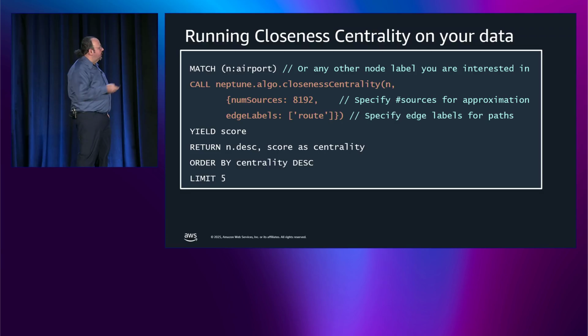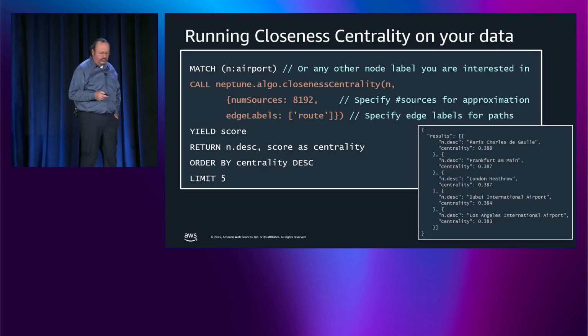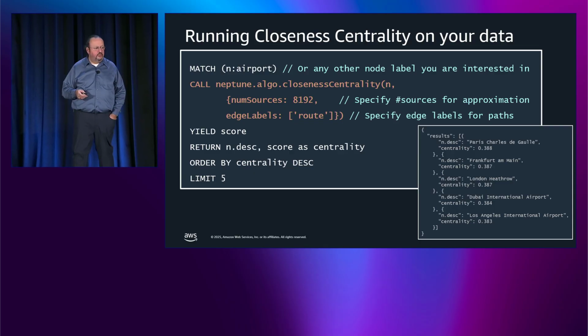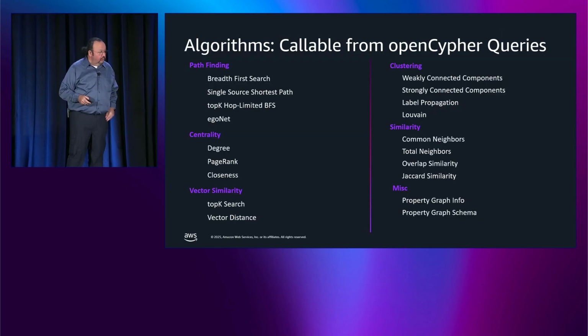So all you have to do is say, hey, I want to run this algorithm on airports. And when you call, you can either specify how many source vertices you want to give. If you give a maximum number, you're going to run on the whole graph. And you specify which routes you want to run. Then it will return the score. And here we are printing just the description of the airport, which gives you a human-readable form, showing that Charles de Gaulle is the airport that has the highest closeness centrality. Okay?